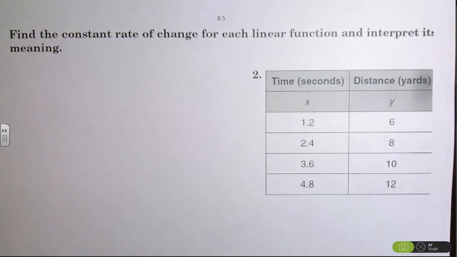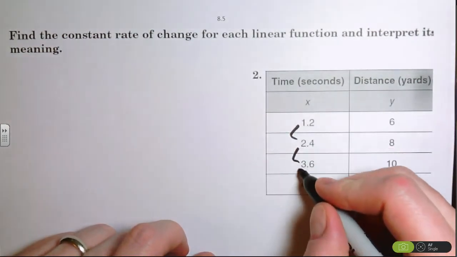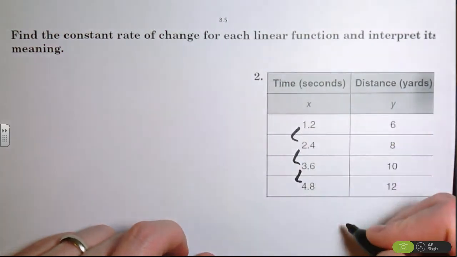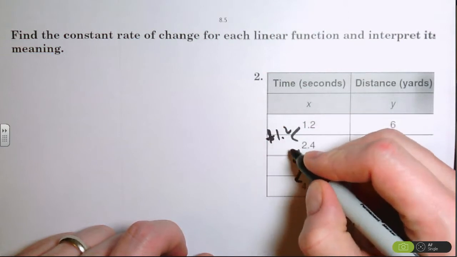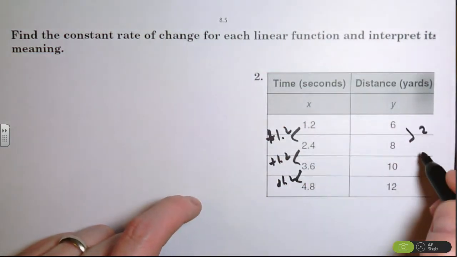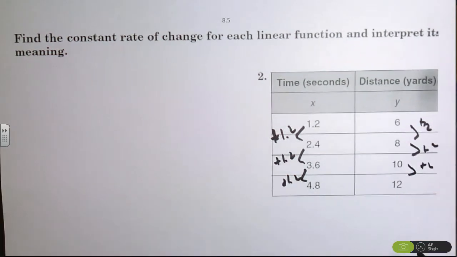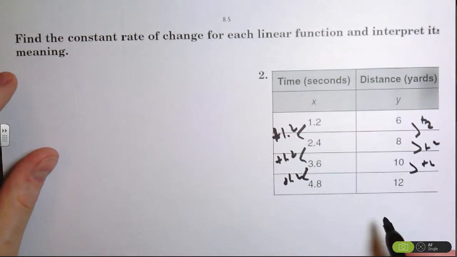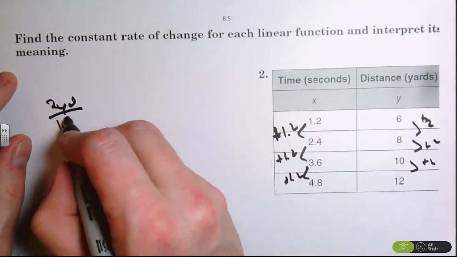We actually did this in section 8.4. It's the same thing. You can look at it two ways. Look at the change in time each time I'm going down the table. That's 1.2 seconds I'm adding on, as I add 2 yards each time. So if you look at this, it's 2 yards I'm changing in 1.2 seconds.